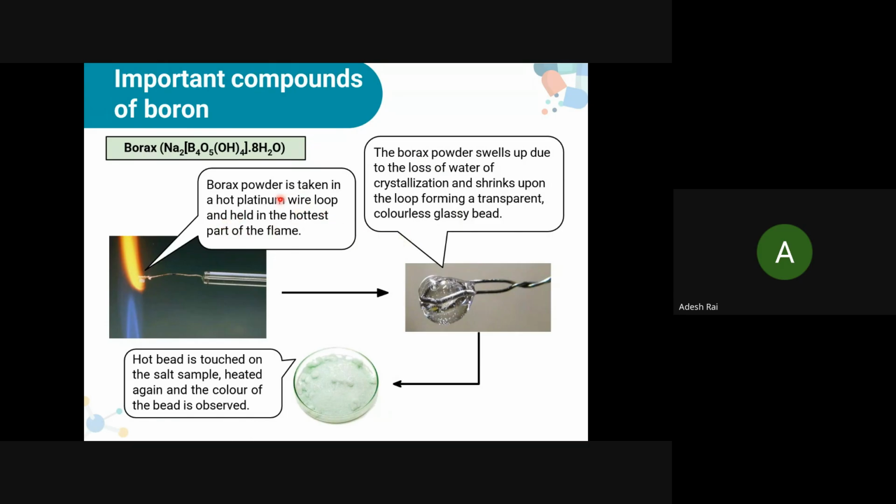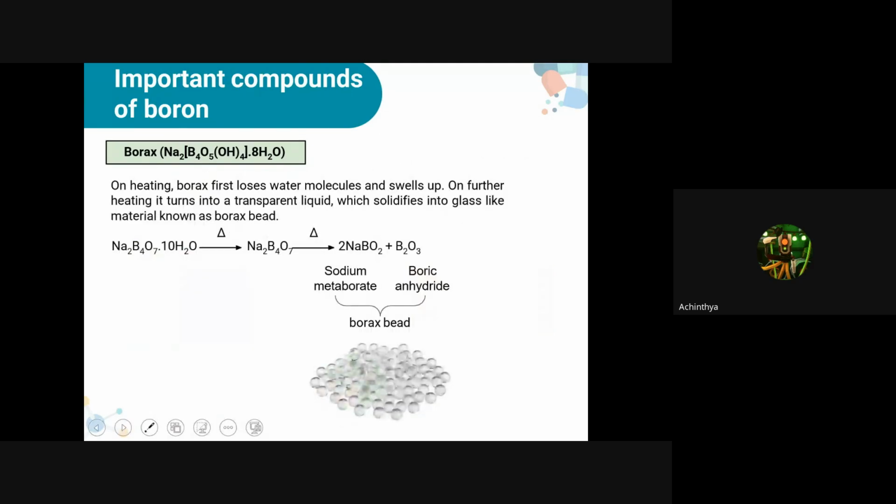So, borax powder is taken in a hot platinum wire loop and held in the hottest part of the flame. Can you see that? So, this is the platinum wire. Okay, and So, in this sorry. region Can you we show have the previous slide 1 second? Yes, thank you. Done. Done, sir. Okay.